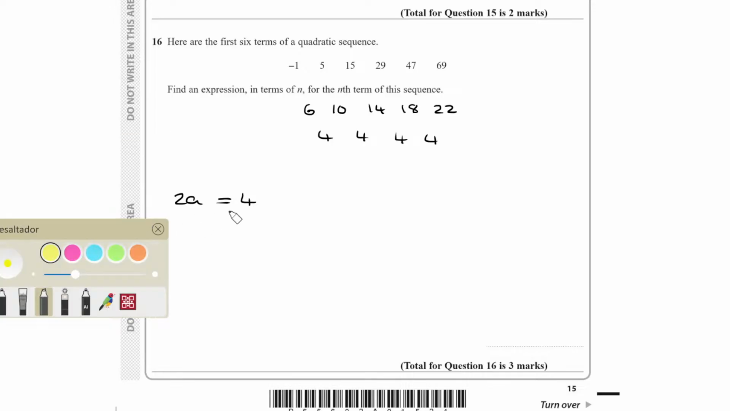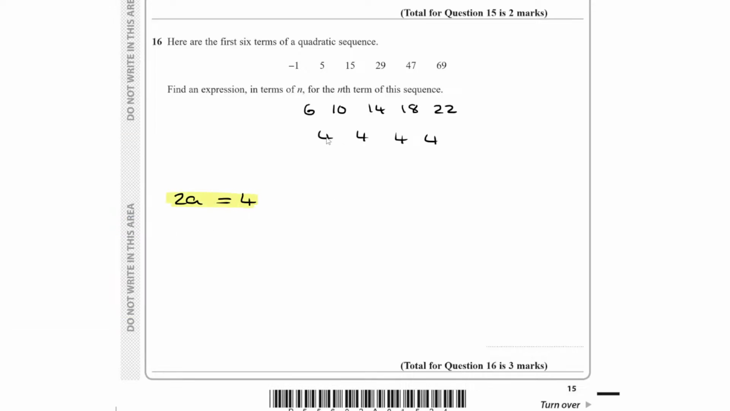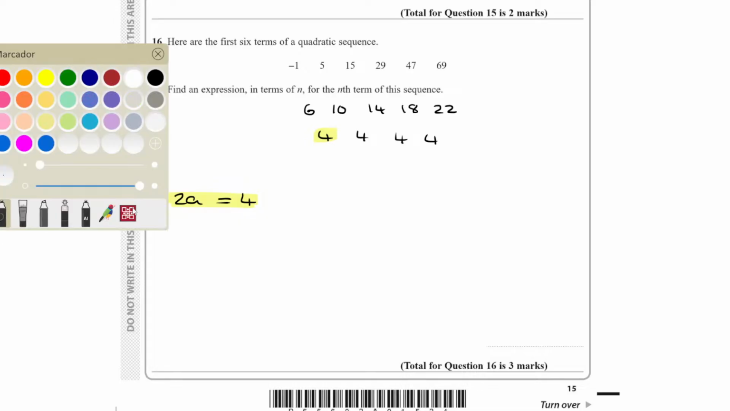So then we have to go and work out the second row of differences, which should be the same. You can see 4, 4, 4, 4. And then I just memorize some formulas. So the equation 2a is equal to the 4. It's always equal to this second difference, whatever it is. So then I can solve that to get a is 2.